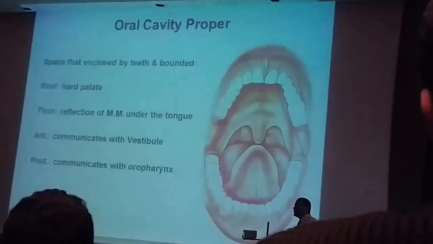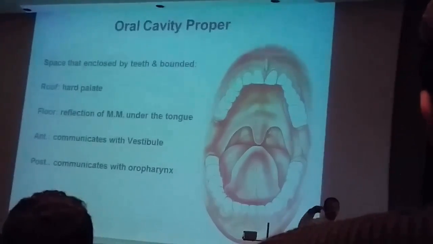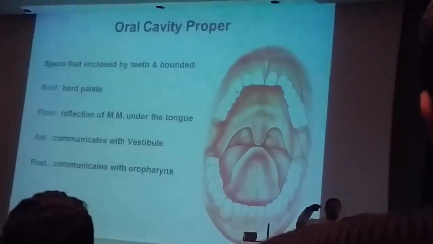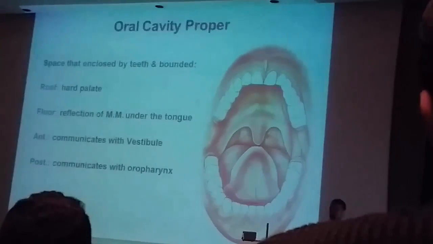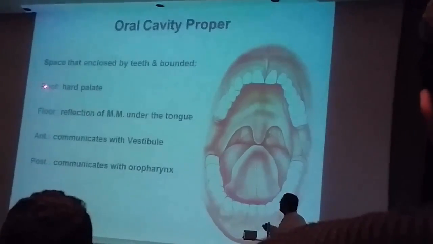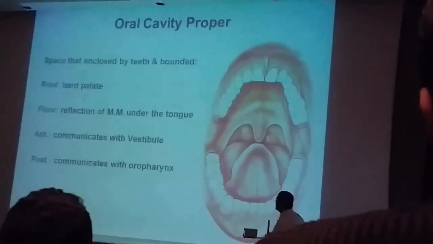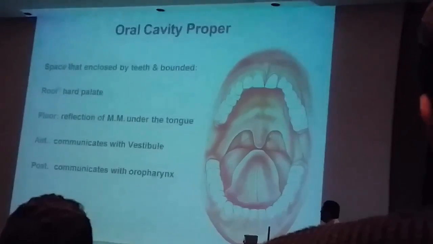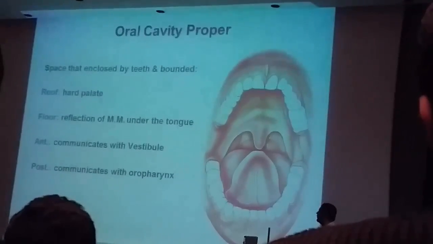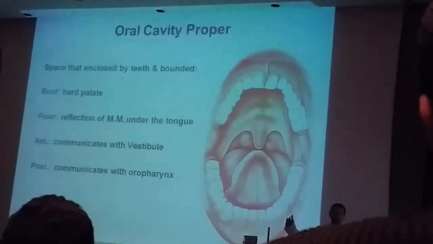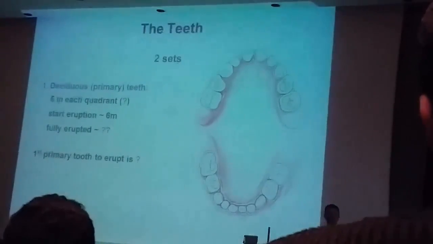Now the border or junction between the hard palate and soft palate is actually the junction of the oropharyngeal isthmus. So the hard palate is the roof of the oral cavity, but the soft palate is the roof of the oropharynx, the oral part of the pharynx. Just to let you know about this. So when we speak about the roof of the oral cavity, it's just the hard palate, not hard and soft palate. The floor is the mucous membrane below the tongue. Anteriorly, it communicates with the vestibule through the freeway space, and posteriorly communicates with the oropharynx through the oropharyngeal isthmus. Two main openings.